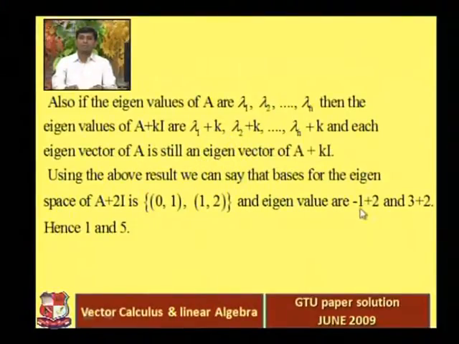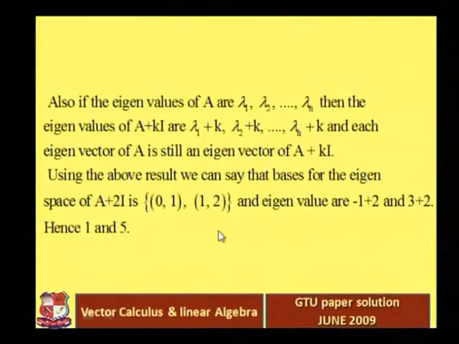And the eigenvalues of A are -1 and 3. So that's why the eigenvalues of A plus 2I are -1 plus 2 and 3 plus 2. That means 1 and 5 are the eigenvalues of A plus 2I. Okay, and an eigenvector of A is still an eigenvector of A plus kI. So again the eigenvectors are the same, (0,1) and (1,2) are also the eigenvectors of A plus 2I. Okay, so here is the complete solution of this question. Next question.